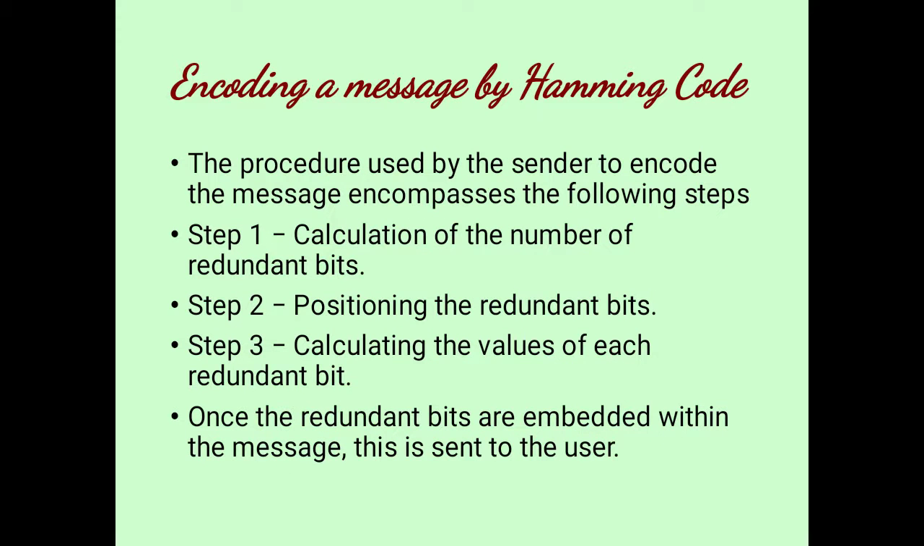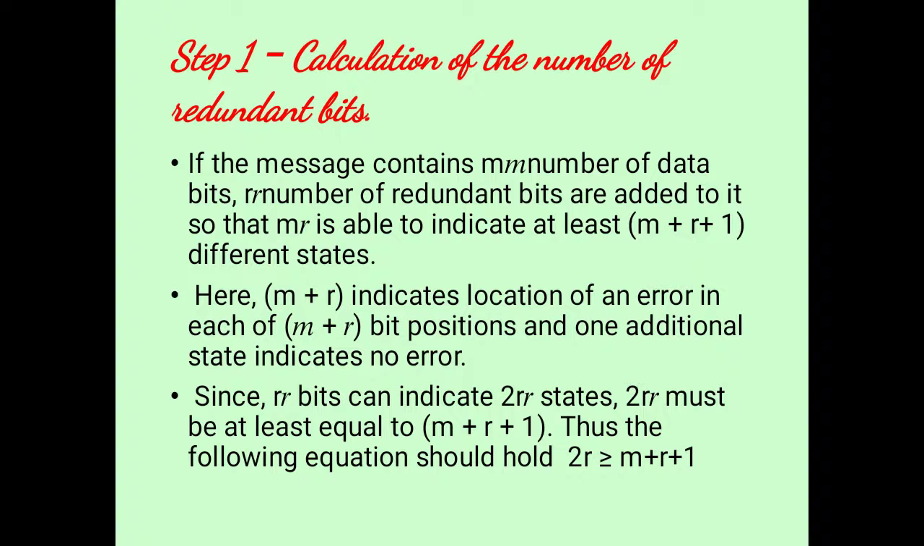Now, how to encode a message by Hamming code? The procedure used by the sender to encode the message consists of the following steps. Step 1 is calculation of the number of redundant bits. It depends upon the block or byte length you are transmitting. Step 2, positioning of redundant bits. Step 3 is calculating the values of each redundant bit using parity check. Once the redundant bits are embedded within the message, it is sent to the user.